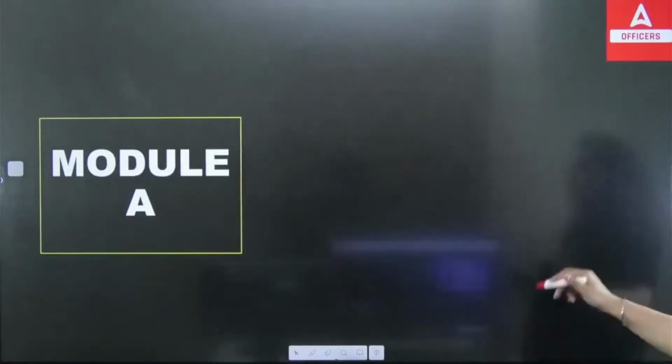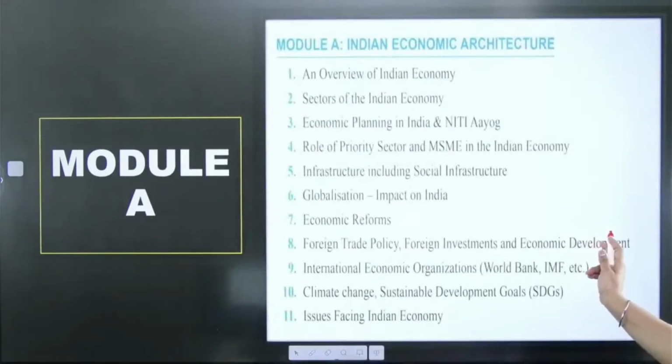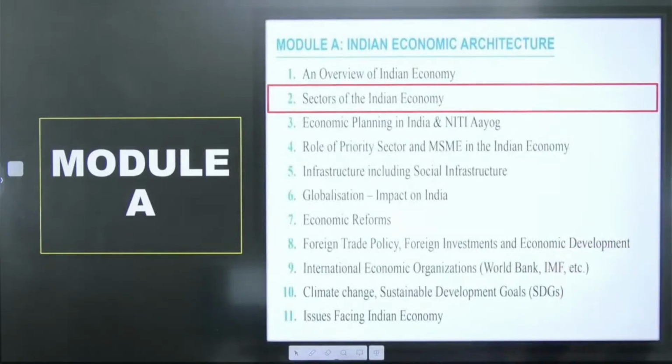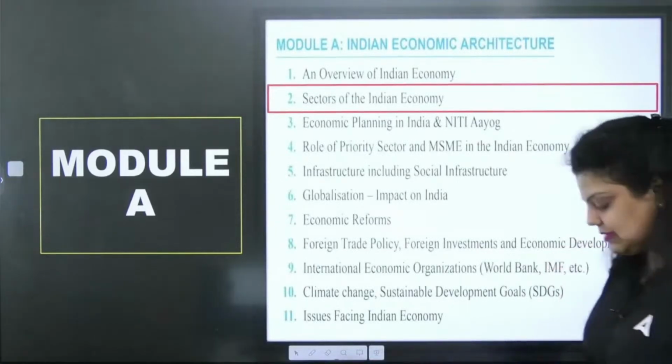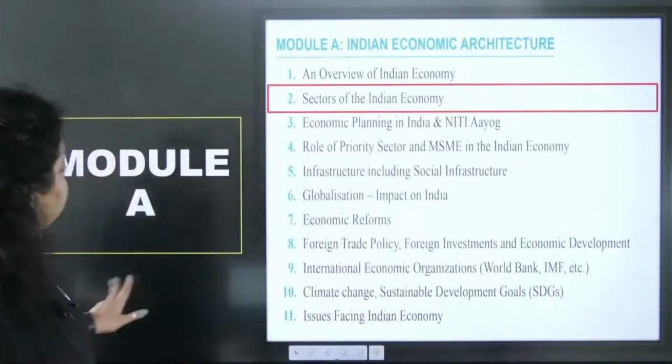Now in module A, we know there are 4 modules in the Indian Economy, Indian Financial System, and out of that module A covers 11 units. Out of that we are going to discuss the second unit, the sectors of Indian economy. The total units we have to cover is 45.